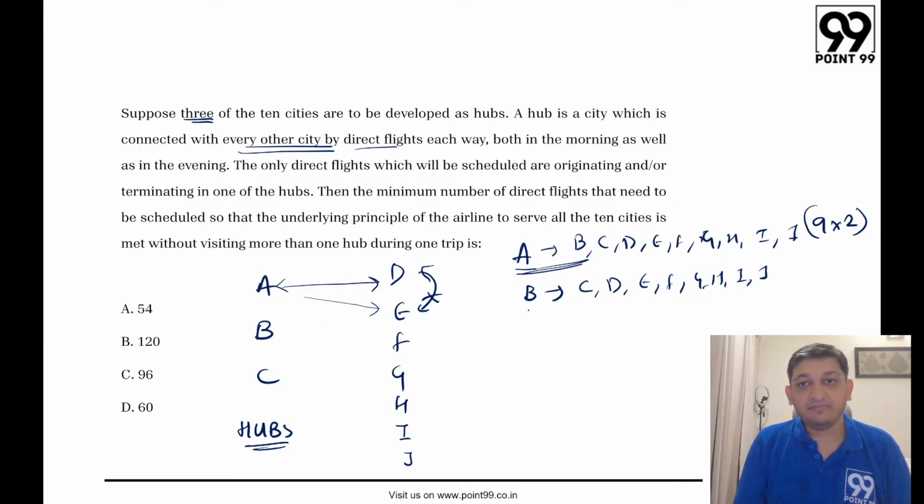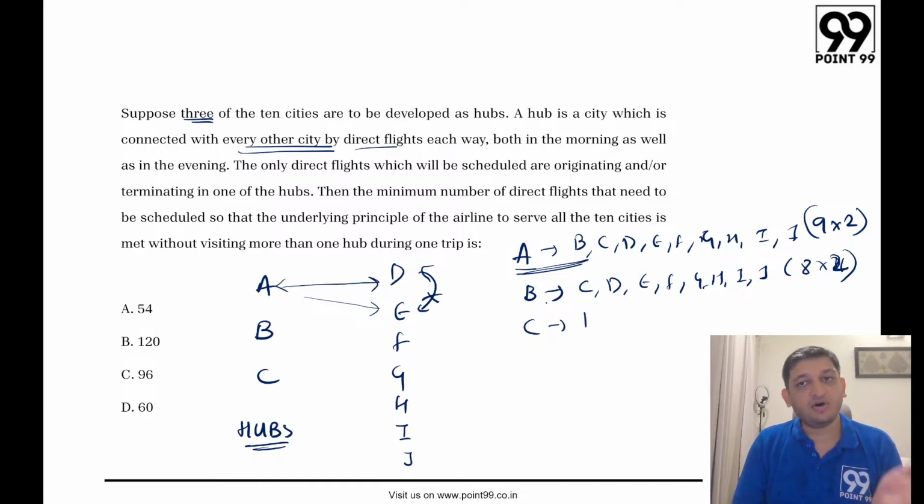ठीक है? So यहाँ पे B से लेके you will have C, D, E, F, G, H, I, J. All the cities will need to be connected, and you will basically have 1, 2, 3, 4, 5, 6, 7, 8 into 2. That is 16 flights. 16 flights that will either originate from B or terminate at B.